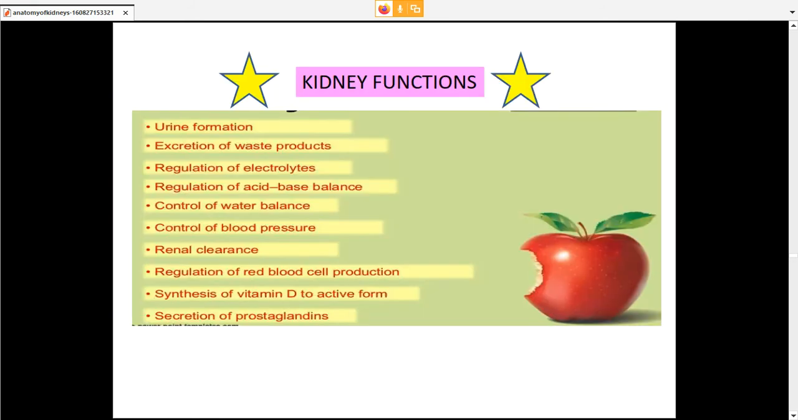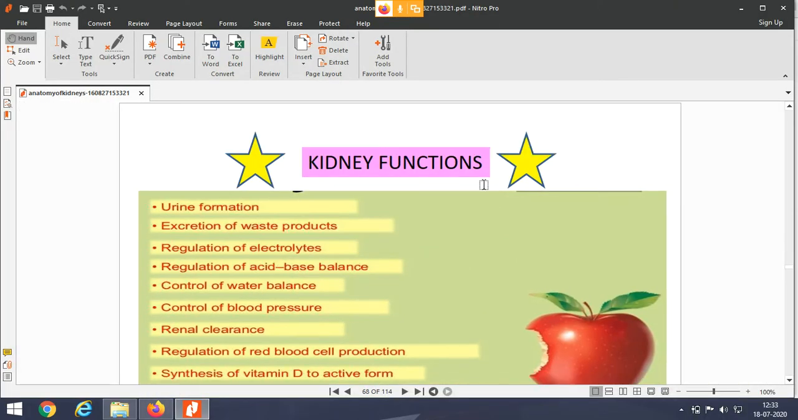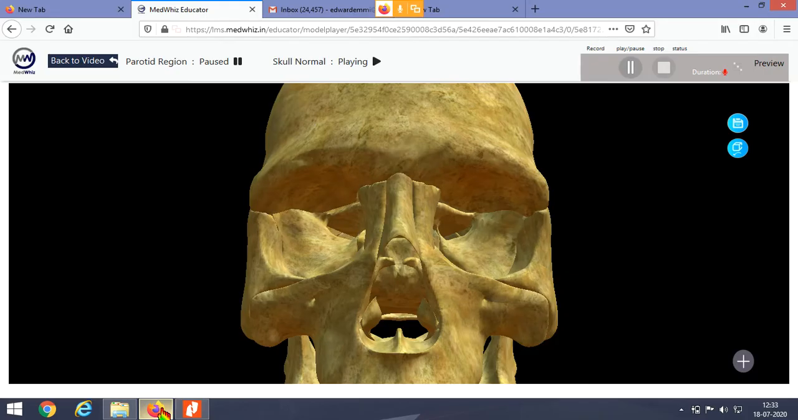So these are the functions you have to write. After writing about the kidney, you have to write about the functions: urine formation, excretion, regulation of electrolytes, then regulation of acid-base balance. These are the functions of the kidneys. Okay, so just bear with me. I will show you another presentation.